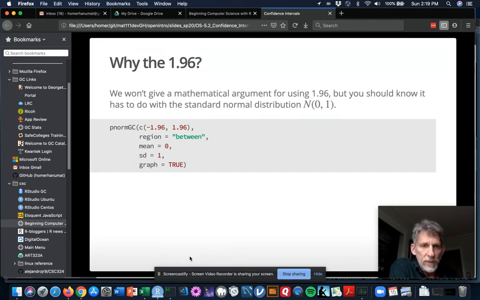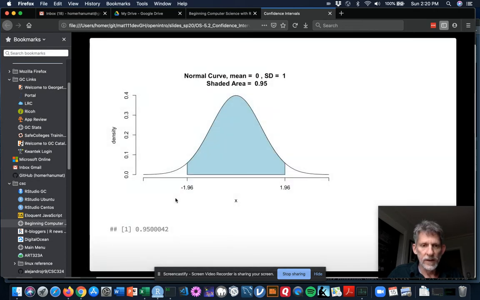First of all, let's tackle that 1.96 question. I'm not going to give you the full mathematical argument for the use of that number, but you can see that it has something to do with the standard normal distribution. That's the normal curve where the mean is 0 and the standard deviation is 1. If we were to ask for a graph of that curve and look for the chance to fall within minus 1.96 to 1.96, then we would get this graph that you see here.